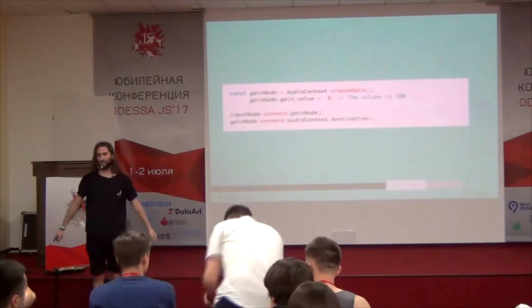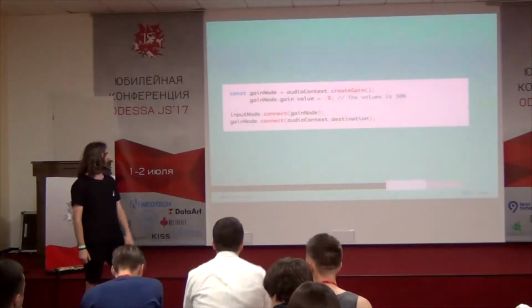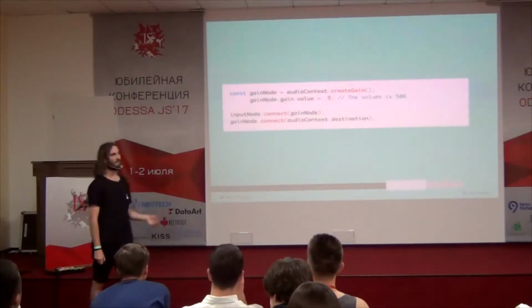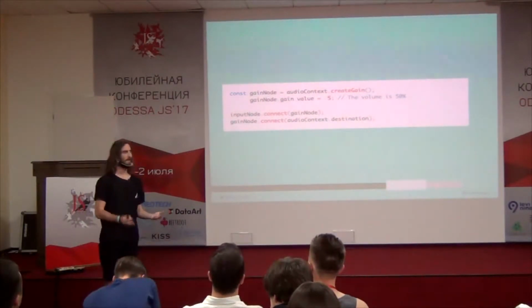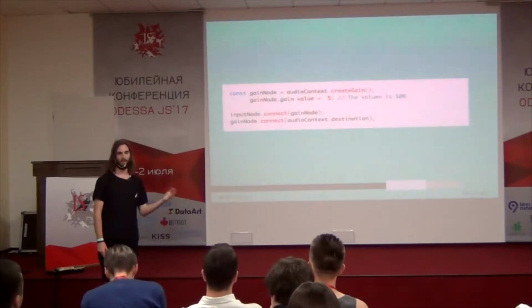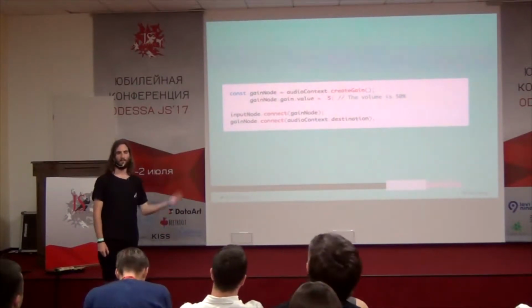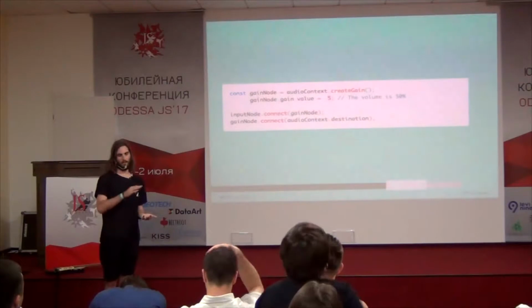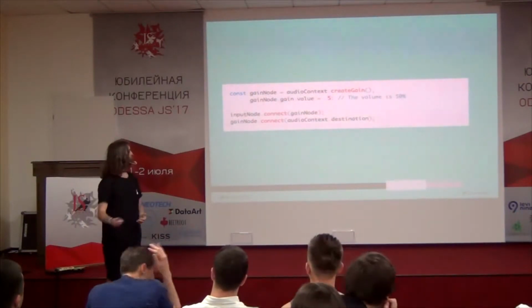To do this, we can create a node called a gain node. Again, using the audio context, you do create gain. This will create a gain node, and it just has one parameter that you can change, which is the gain or the value of the gain, which is your volume going from 0 to 1 or 0% to 100%.